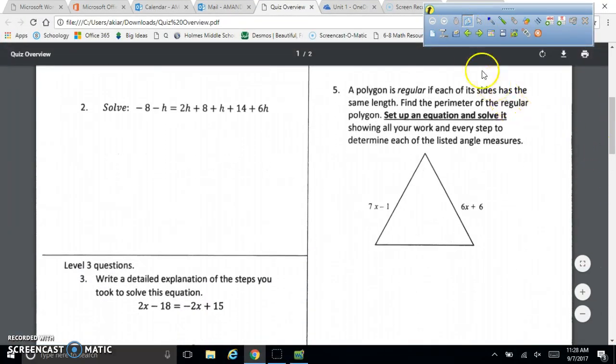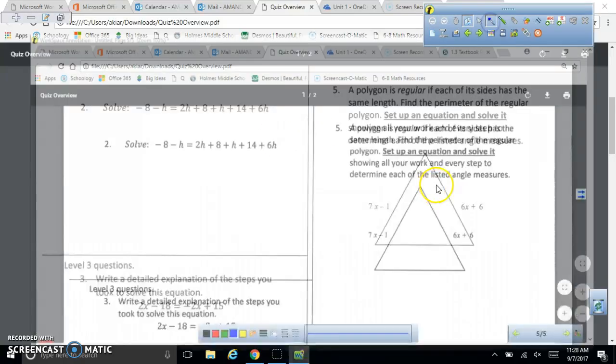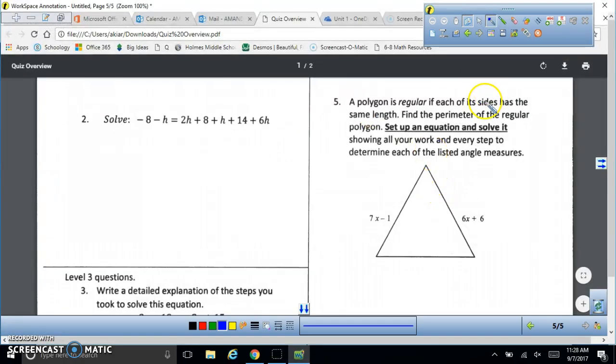This one, you had to make sure for problem number 5 that you were paying attention to all the directions. Okay, there's multiple parts in here. You're supposed to find x and then find the perimeter, and I did need to see an equation. Okay, so this is a regular triangle, meaning this side is equivalent to this side. Equilateral triangle, 7x minus 1 equals 6x plus 6. That's all you do to set up the equation.